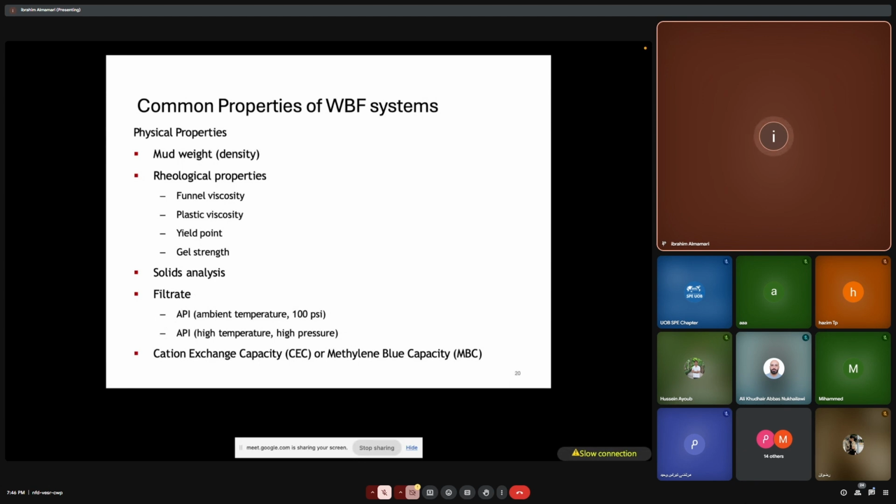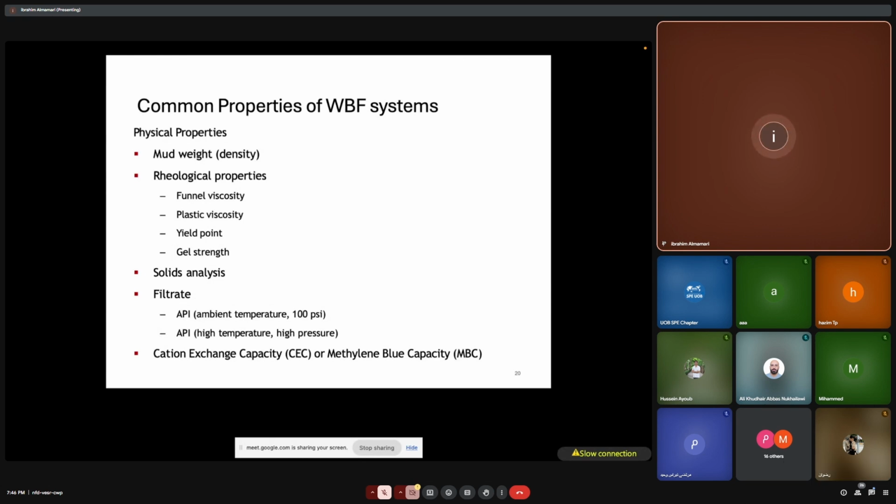Mud weight is the most important one, and everyone in the oil and gas industry knows mud weight. Then the other parameters come after mud weight. So mud weight has to be checked every 30 minutes, and depending on the region, some people do it with ppg, some with SG, some with kg per cubic meter. So these are all density references. However, it's the main one.